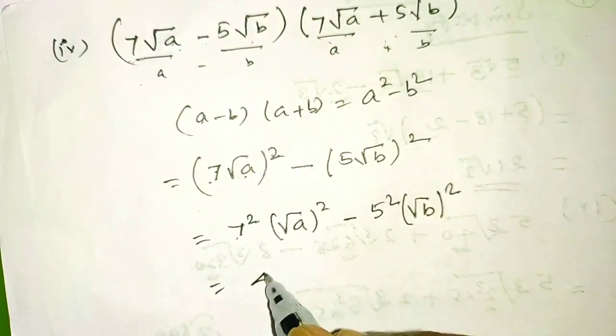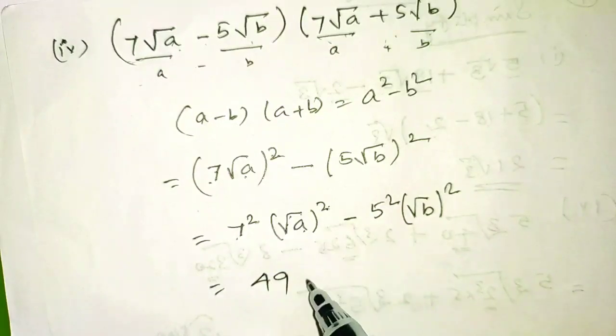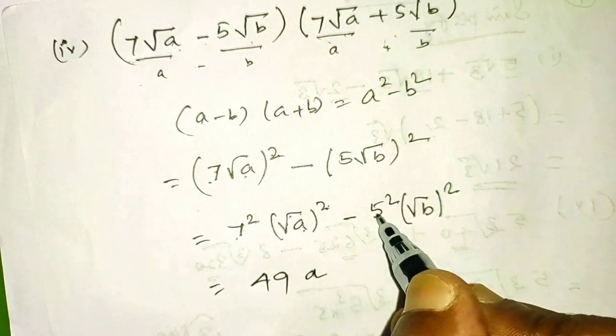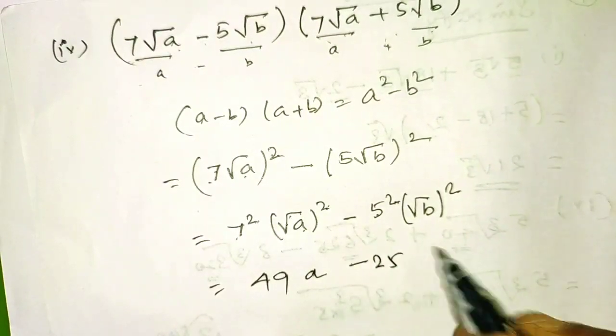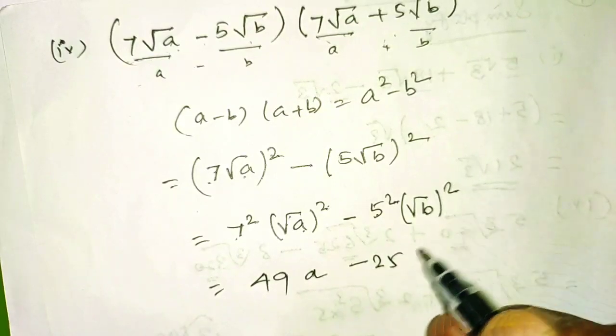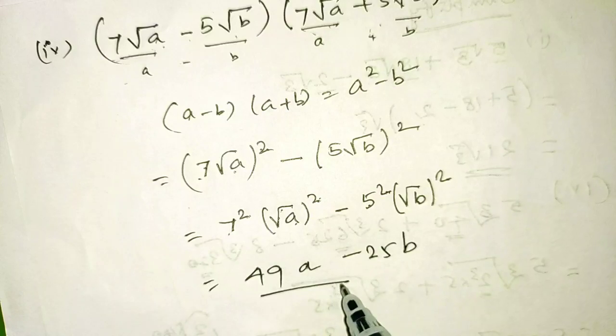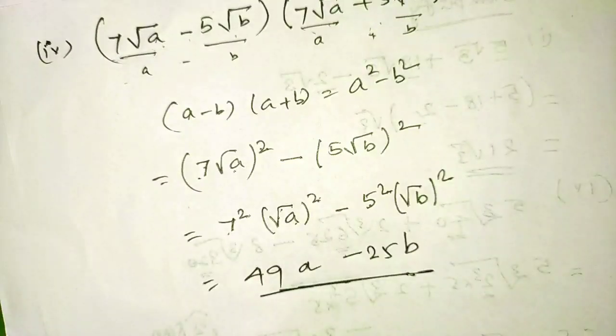7 square is 49. Root a whole square, square and root get cancelled, you will get a. So 5 square is 25. Root b whole square, here also root and 2 get cancelled, you will get b. So 49a minus 25b is the answer.